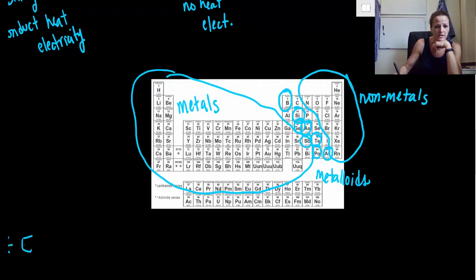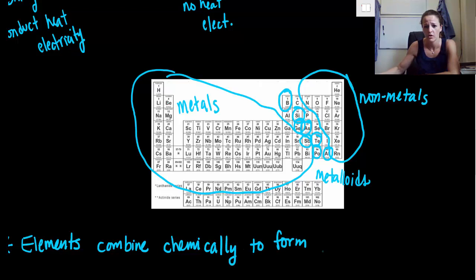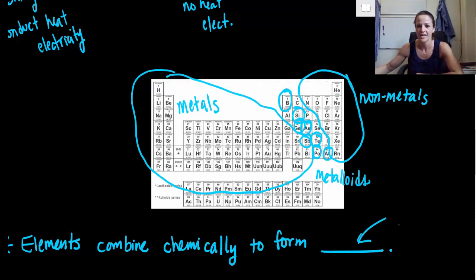Complete the following sentence. Elements can combine chemically to form what? Complete that sentence. All right, did you form it? Did you figure it out? Hopefully the word you put in there was compound. Yay! Compound is the correct word. So elements come together and they form a compound.